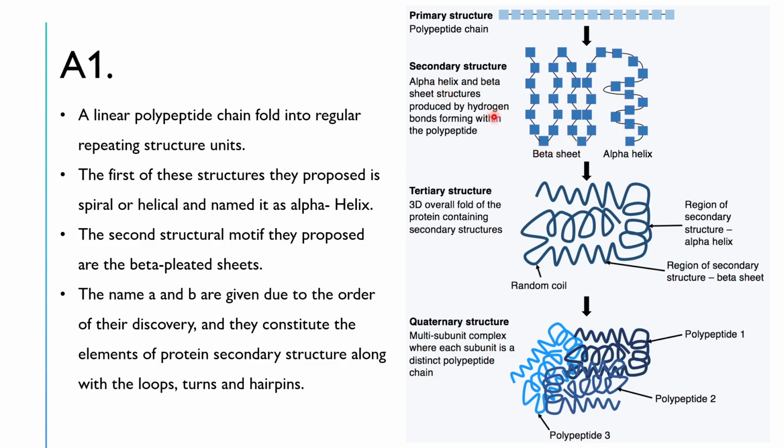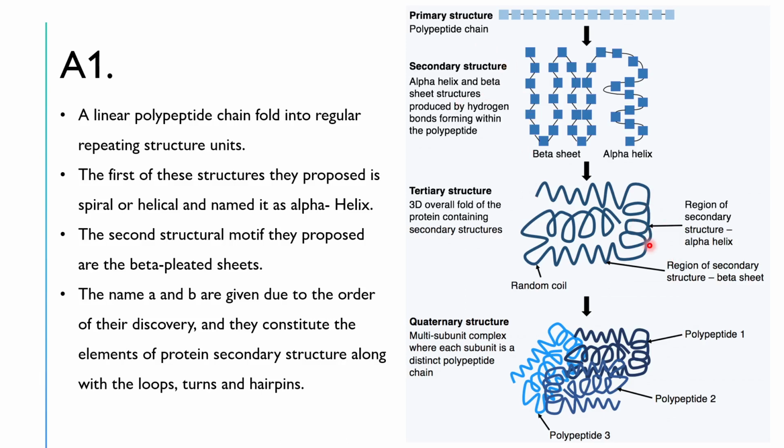Alpha helix and beta sheet structures are produced by hydrogen bonds forming within the polypeptide. So when the interlinking of this polypeptide happens, it leads to two types of secondary structures, that is alpha helix and beta sheet. This is the kind of 2D structures. The tertiary structure is a three-dimensional structure, which leads to overall folding of the protein containing secondary structures.